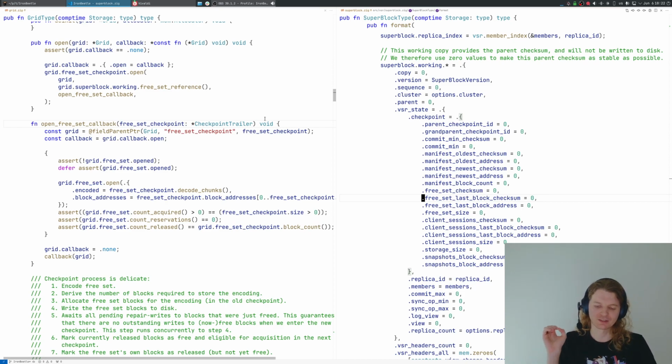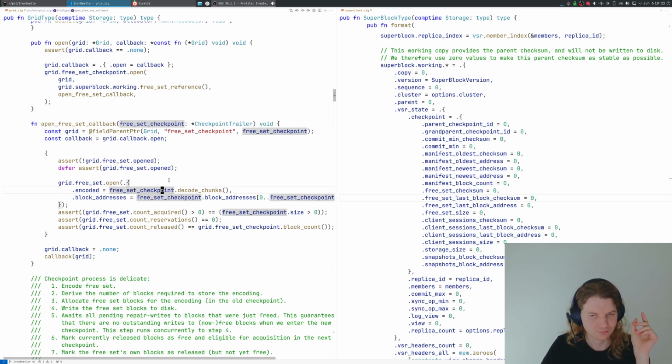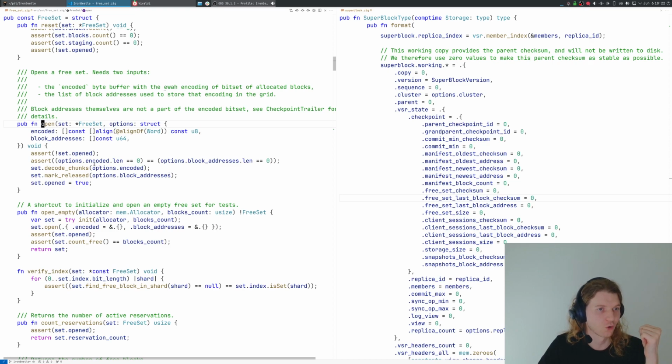And that means that the FreeSet itself at checkpoint is serialized to disk as a linked list of blocks. So when the replica starts, it reads the superblocks, and in the superblock, it reads the pointer to the first block of the FreeSet, and then it goes and reads the FreeSet block from disk and decodes it. And yeah, okay, so we have this FreeSet open, which gets an encoded FreeSet.